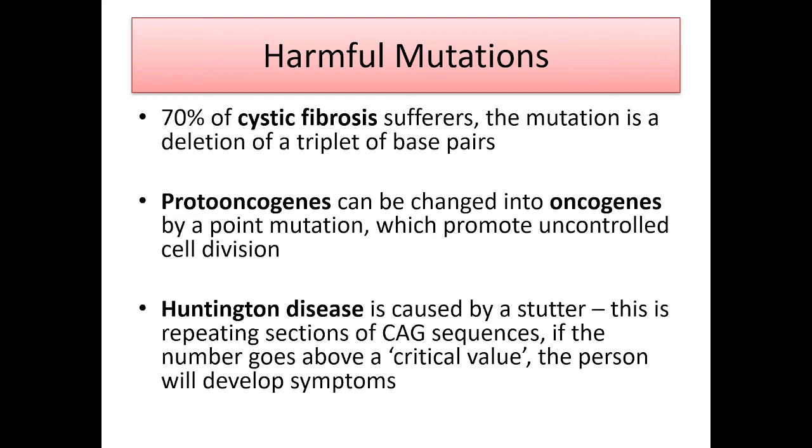And Huntington's disease is caused by a stutter, not the type of stutter I speak with, a repetition of a triplet, CAG, CAG, CAG. We've all got these repeating sections of CAG, but if it goes above a critical value, and I think something like 15, the person will start to get symptoms. So if you get 15 CAGs in a row on this gene, then you develop the symptoms of Huntington's.